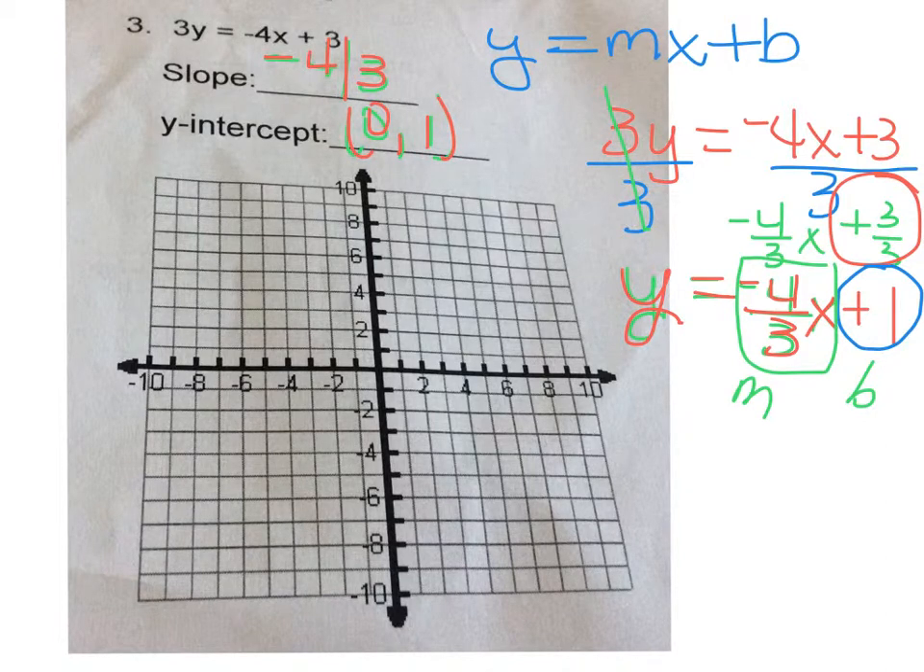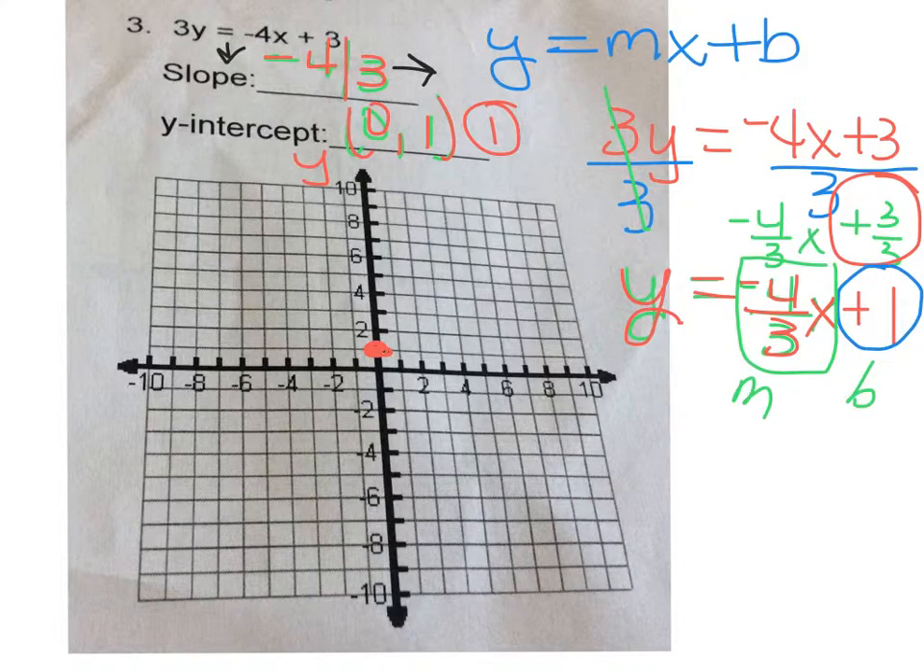And again, I always plot the y-intercept first. So 0, 1, on the y-axis, I'm going to go up. I'm going to go 0 left and right, and I'm going to go up 1. So here's my y-intercept. And then if I look at my slope, negative 4/3, the negative 4 tells me to go down, and the 3 tells me to go right.